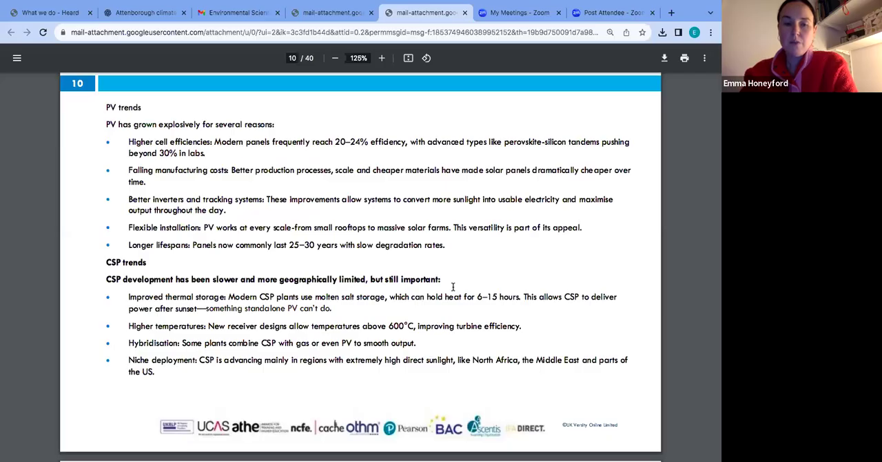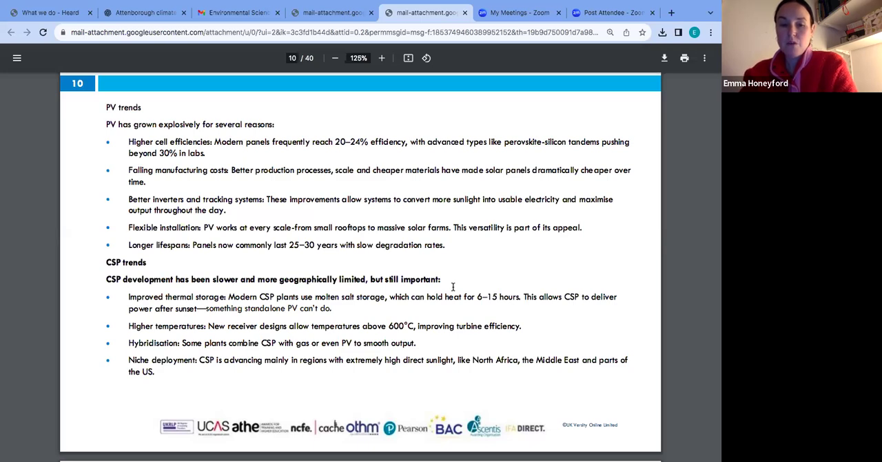So there has been improved thermal storage. Modern CSP plants use molten salt storage, which can hold heat for 6 to 15 hours. So this does allow CSP to deliver power after sunset, something that standalone PV can't do. So that is one positive.